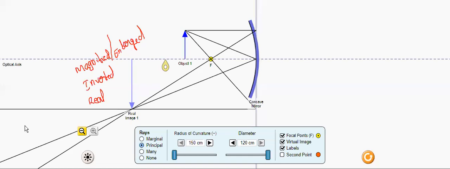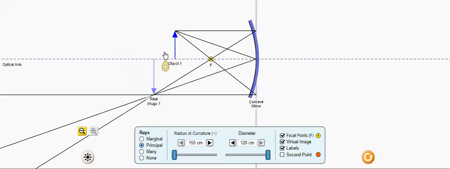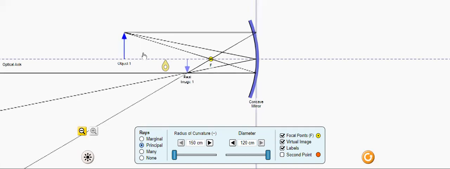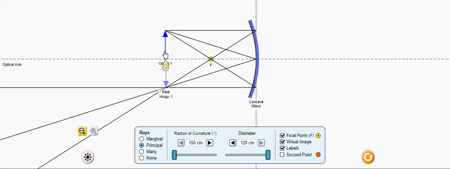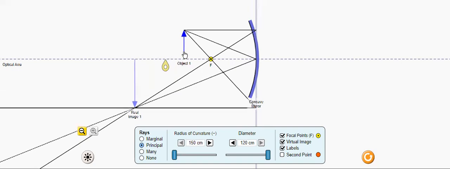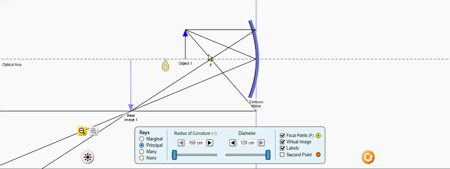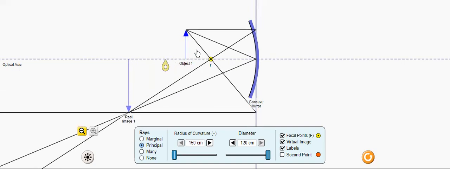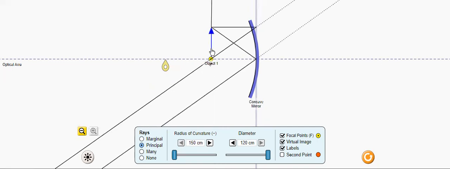And now case 4. What is our first case here? Case 1 is object is beyond center of curvature. Case 2 is when object is at center of curvature. Case 3 is when object is between center of curvature and focus. And case 4 is when object is at focus.